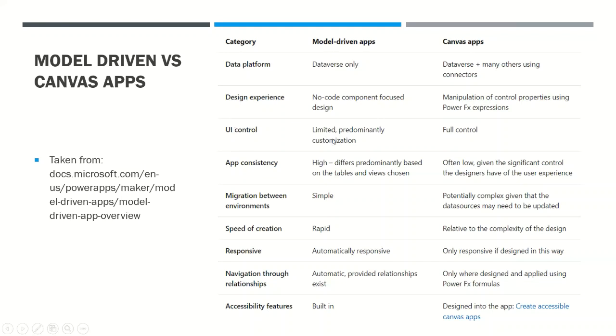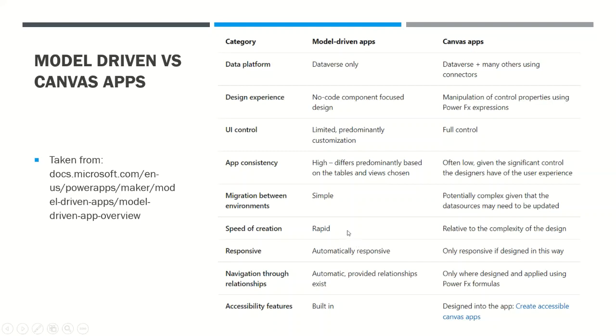In model-driven app, you have limited UI control. In Canvas app, you have full control in terms of the look and feel. In model-driven app, the app is consistent because it is generated. It is responsive automatically because it is generated by automated code. Whereas in Canvas app, the consistency is low. You have to make sure that you create your user interface and your look and feel consistent across the different forms or pages. And it is only responsive if you design it this way.